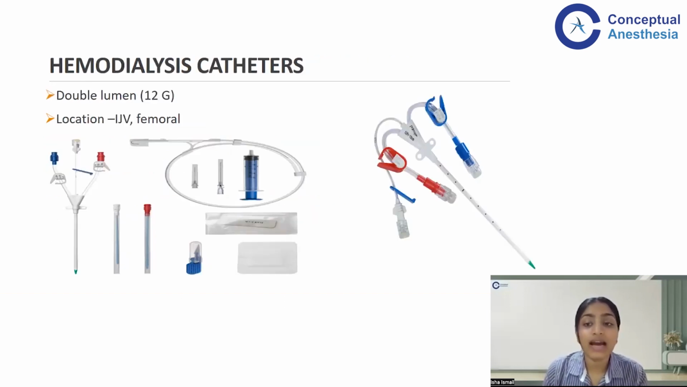Now, the hemodialysis catheter, this is nothing but a double lumen catheter. The two 12-gauge cannulas that are right next to each other are generally introduced into the IJV or femoral. You do not put a hemodialysis catheter into the subclavian because it leads to subclavian vein stenosis. Also, during the insertion, the only difference with a central vein placement and a hemodialysis is that it requires serial dilation. So you have different sizes of dilators available so that this thick cannula can be inserted with ease.